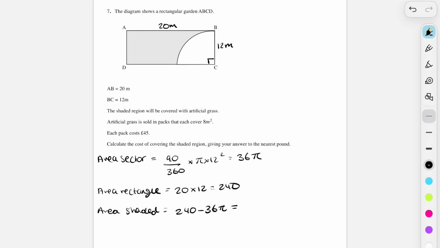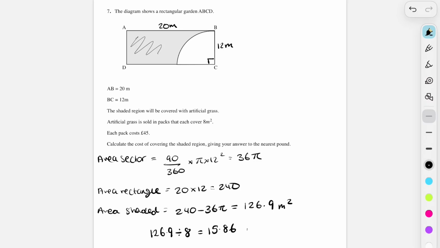If I work that out, that is going to be 126.9 meters squared. So we have 126.9 meters squared is the area of the shaded region. Grass is sold in packs that cover 8 meters squared. So we need to work out how many packs we need. So we're going to do 126.9 divided by 8 to work out the number of packs. If we do this, we end up with 15.86.